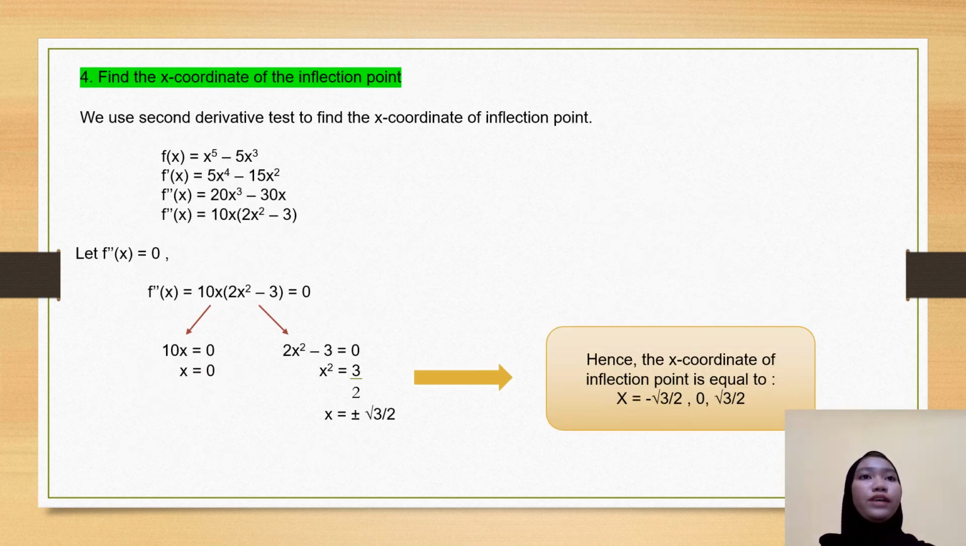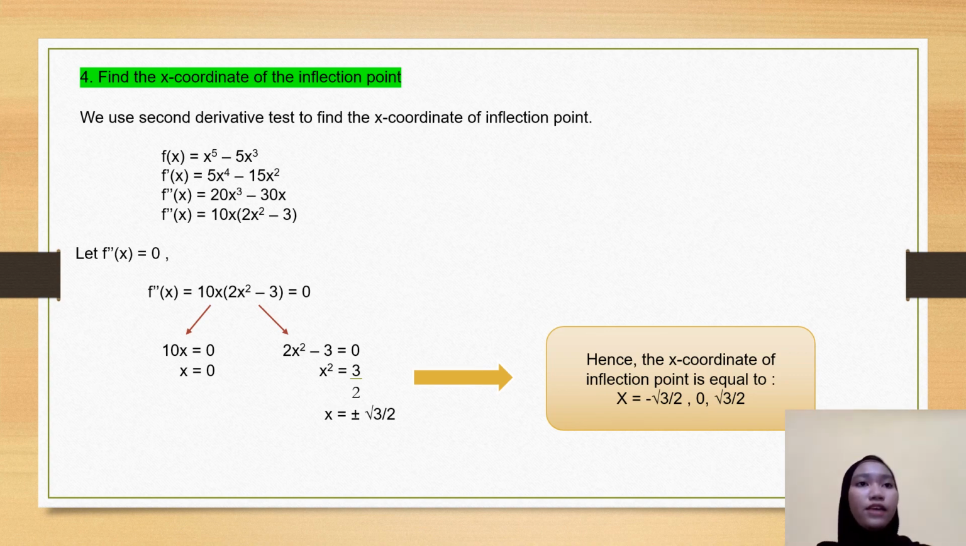Okay, next we need to find the x-coordinate of the inflection point. To find the x-coordinate of the inflection point, we need to use the second derivative test. So here, from the previous equation, f(x) equals x to the power of 5 minus 5x cubed, we find the first derivative, we got 5x to the power of 4 minus 15x squared. And for the second derivative, we got 20x cubed minus 30x. And we can factorize this equation.